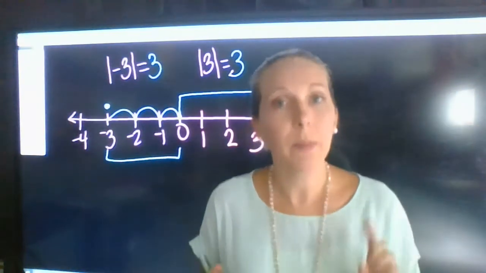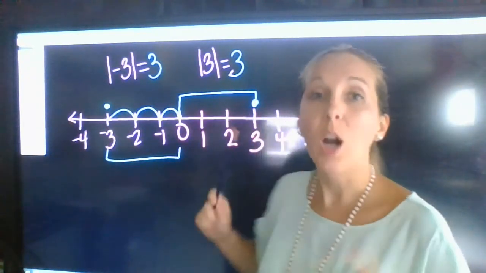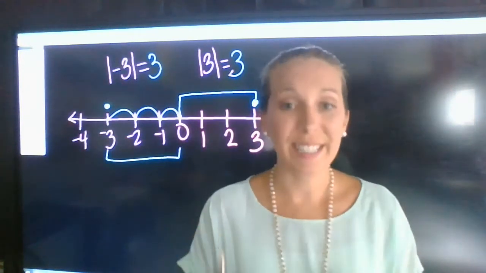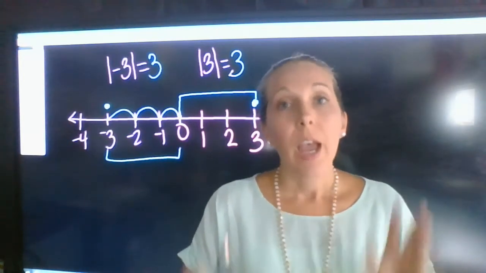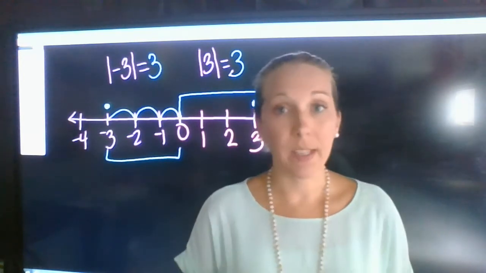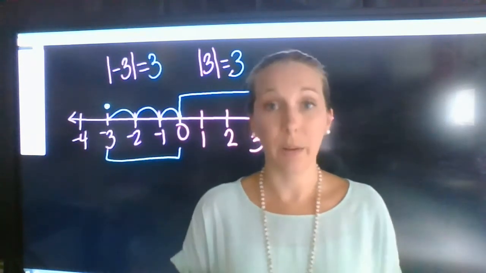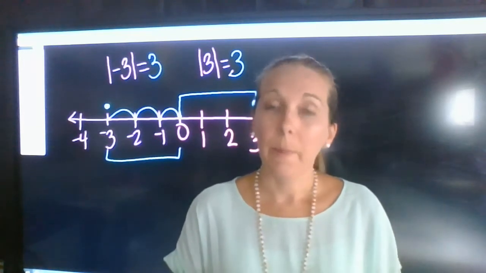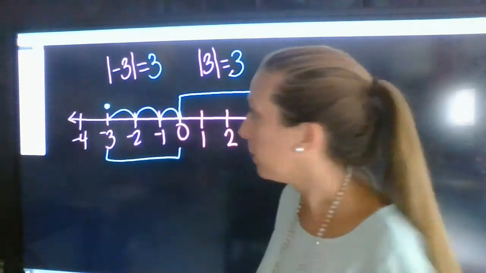Now, a good thing we need to point out here, negative 3 and 3 are opposites. Opposites have the same absolute value, but I want to make this clear. Absolute value and opposite are not the same thing. Opposites are on different sides of 0. Absolute value is distance from 0. Little bit of a word change there, but it means a completely different thing from each other.